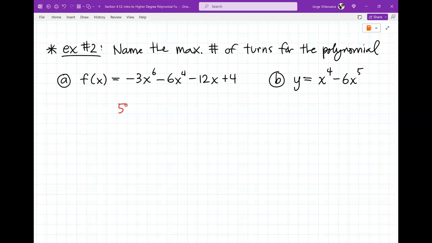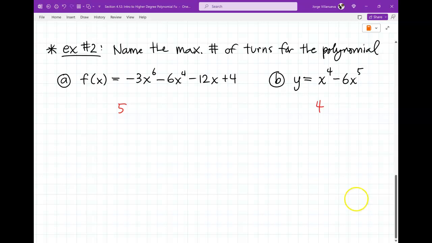Well, it's 4, right? Because the degree is 5, and 5 minus 1 is 4. So there you go. Not hard, right? So pretty easy, not a big deal. So you got 4 of those. So far we've covered 14 of the problems. Okay? Should be pretty easy.